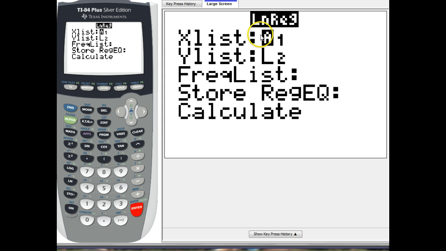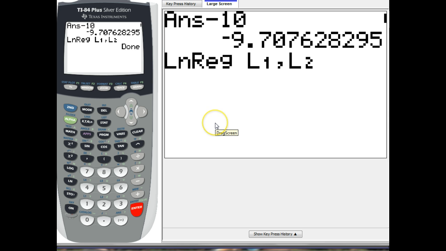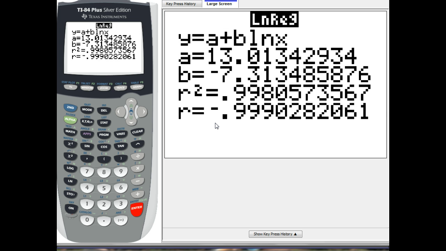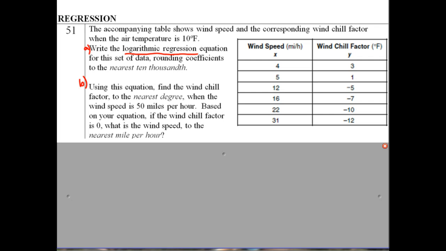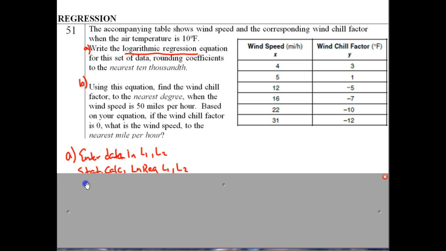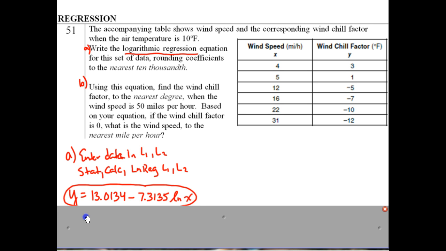Our data is in L1 and L2. Frequency list should be cleared. Go down to calculate, and you should end up with this information. Next, we can now write our logarithmic equation with our values rounded to the 10,000th. That means 4 decimal places.